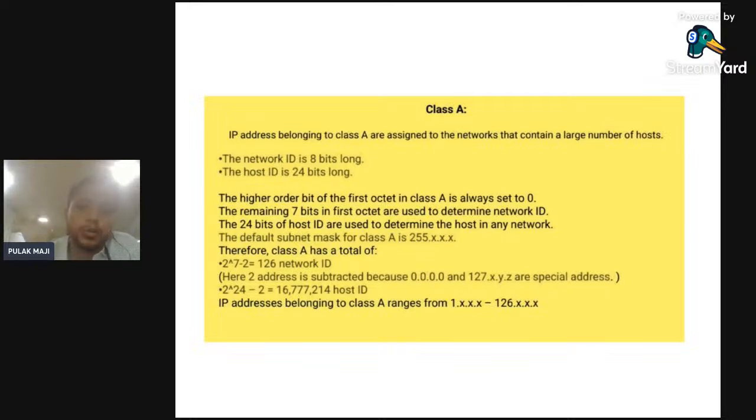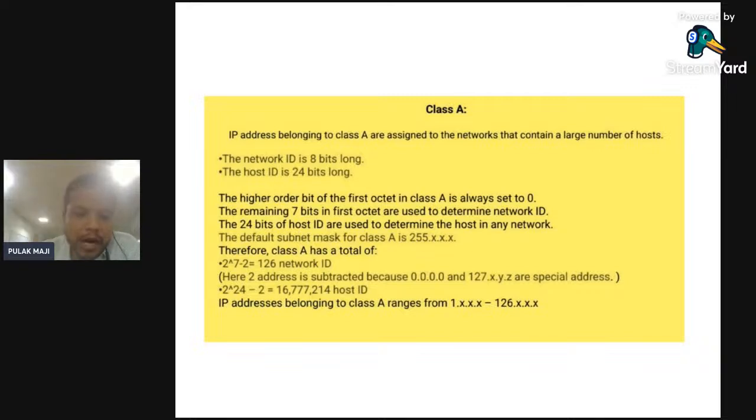Now this is another question. Which of the following classes of IP address has the last address as 223.255.255.255? For that reason only you have to remember the ranges. See, the question is very interesting. It is asking: tell me the class in which the last address is 223.255.255.255. So what will be the answer?